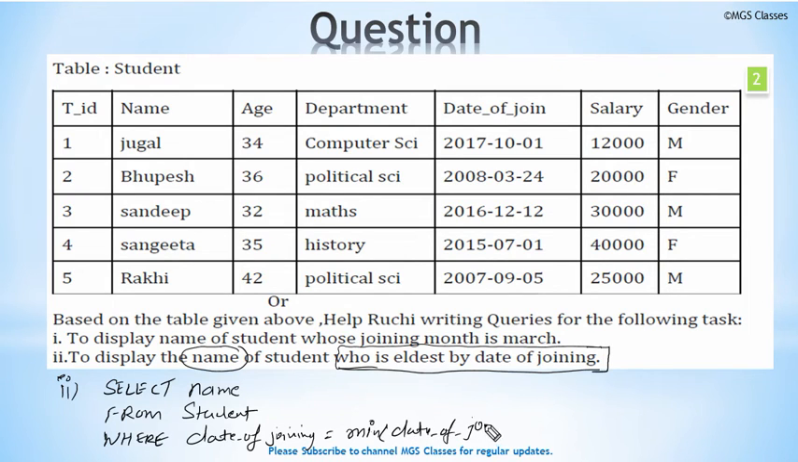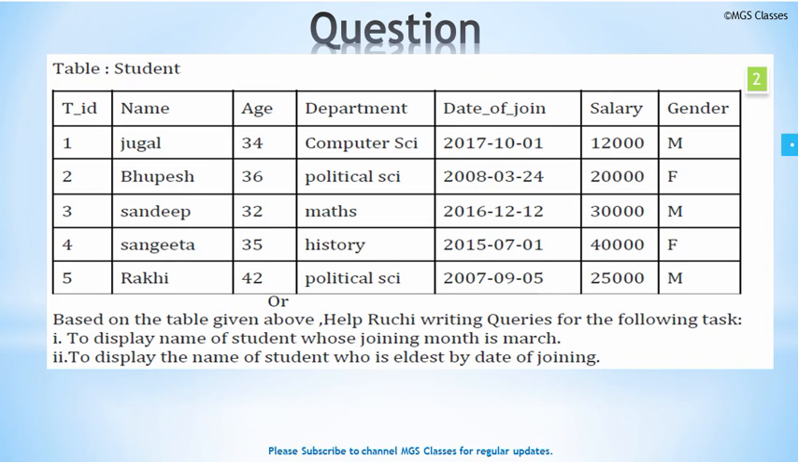If you write like this, then it will give you the name of the student whose date of joining equals the minimum of the date of joining. The min function will return the eldest student's date of joining, that will be this one, 2008-03-24, and this where condition will return this row, and its name will be Bhupesh. So that way this will give you the name of the student who is the eldest by the date of joining. So you can answer this question very easily.